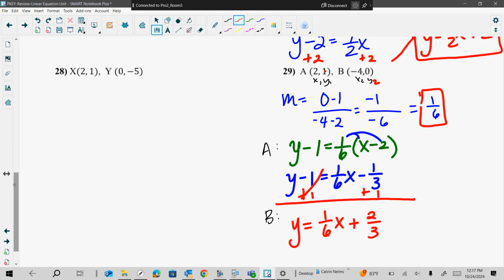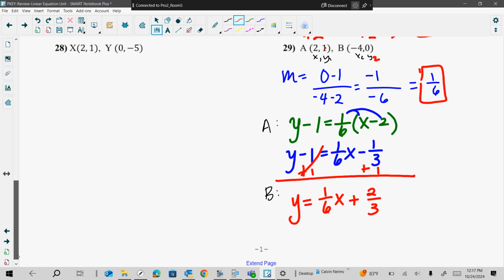All right, and then the last little section is kind of putting it all together because we're looking at writing the equations based on the given information, and then also paying attention to if we have parallel or perpendicular. So make sure that we understand the relationship, parallel versus perpendicular.